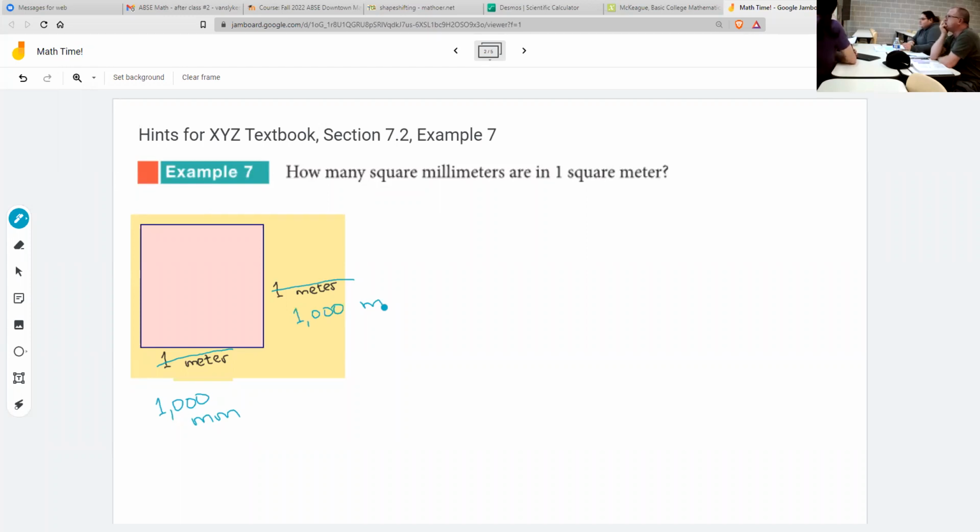That's a little bit boring. So 1,000 times 1,000. The 1 times 1 is 1, and we have 6 zeros, so we get 1,000,000. And we have to label it correctly: square millimeters.